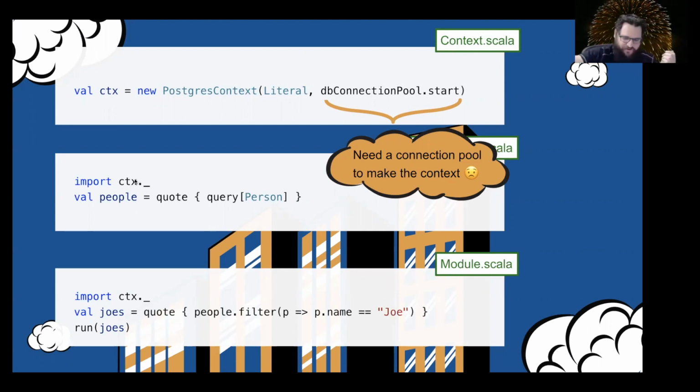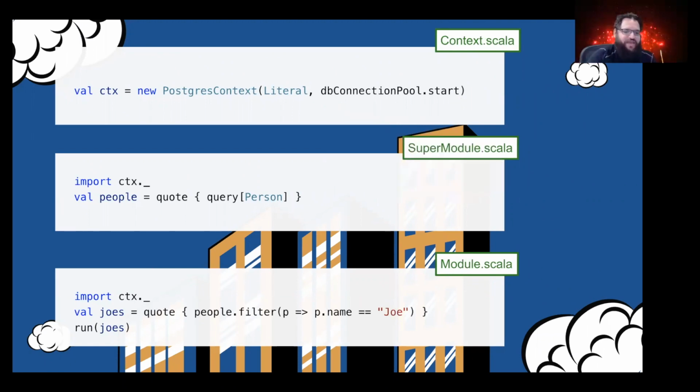This changes in Scala 3, by the way. We'll get to that soon. But we need to import this variable. And so the question becomes: if we want an intermediate module here, and then we want some other module to use the queries that we defined in the intermediate module, how do we do that?